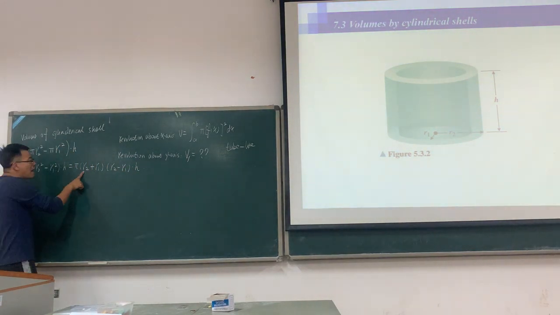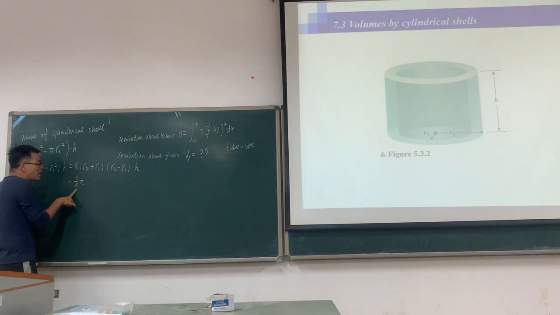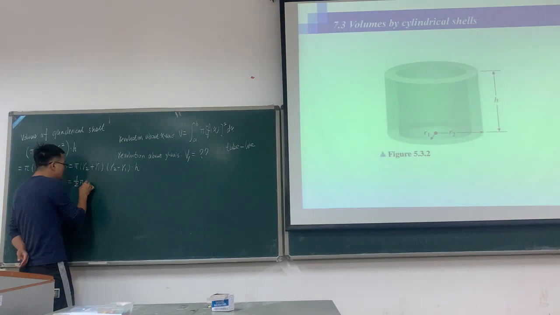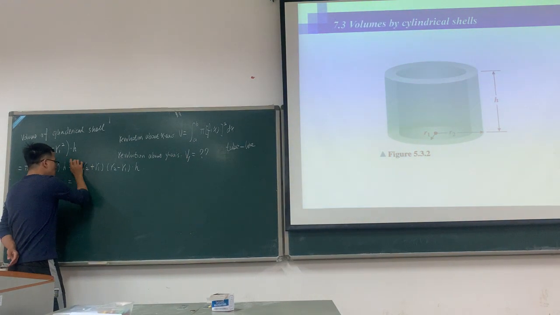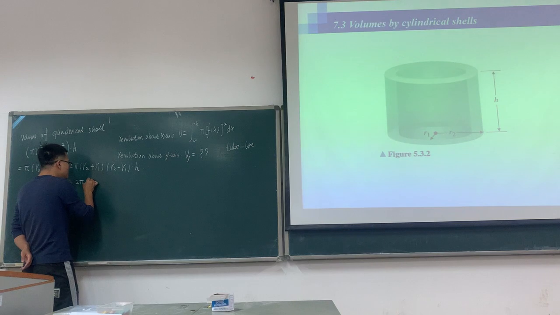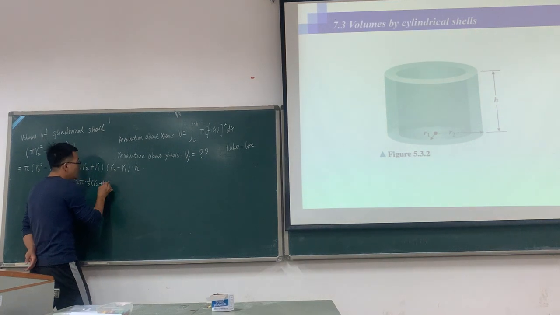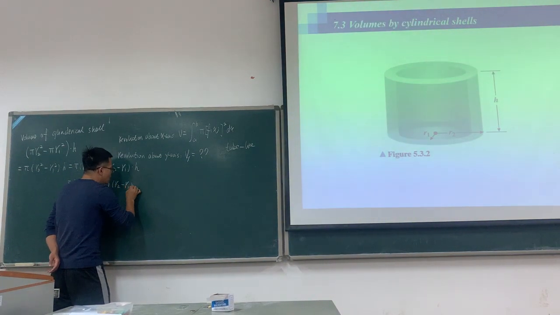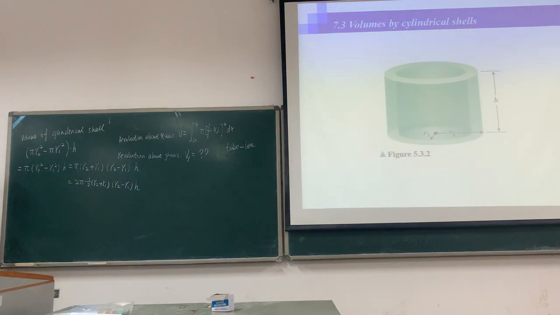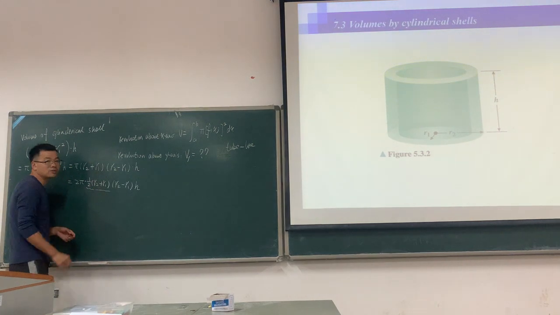Here we can write R2 plus R1 in this way: we multiply by 2 and divide by 2. So we can write it as 2 pi times half of (R2 plus R1), and times (R2 minus R1) times h. So what is one half of (R1 plus R2)?